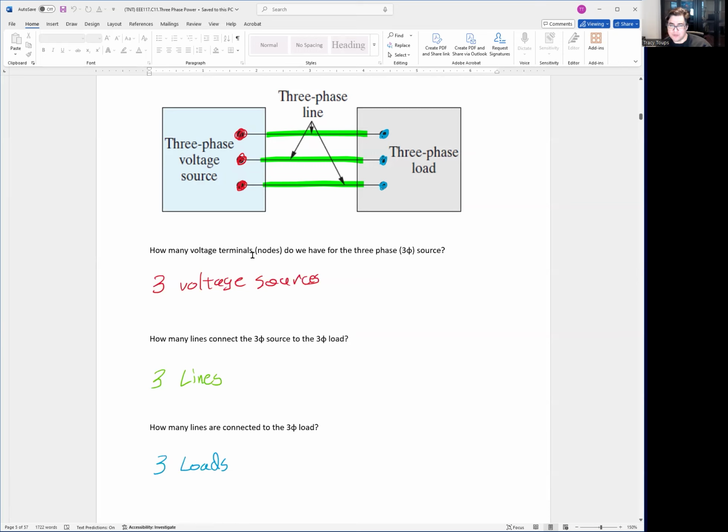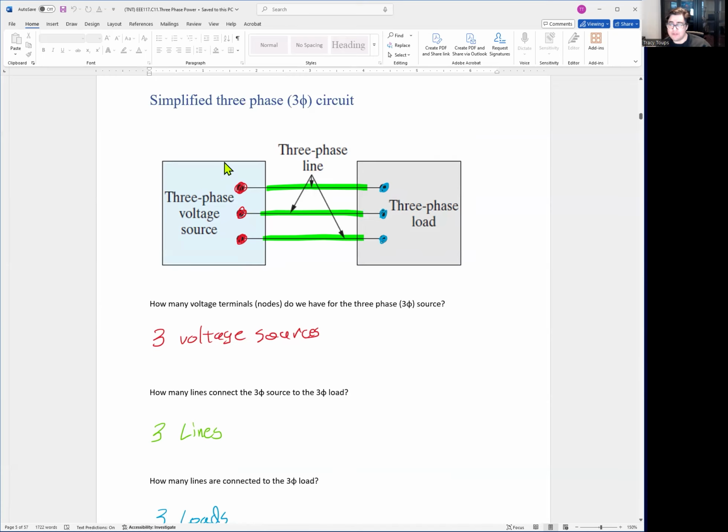How many voltage terminal nodes do we need for a three-phase source? Three voltage sources. How many lines do we need? Three lines. How many loads do we need? We need three loads. So internal to here, there's going to be three separate loads, or it's going to be one big load that has three equal loading on these terminals. So this is kind of how a three-phase circuit or three-phase system is being built up from the ground.